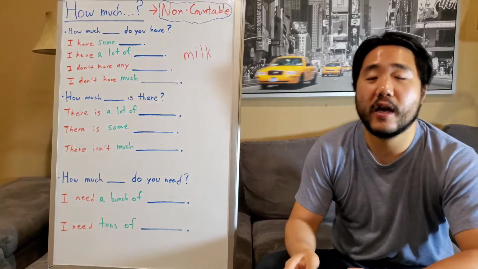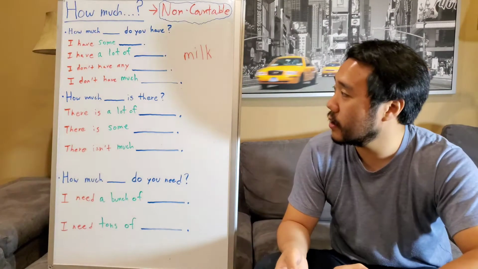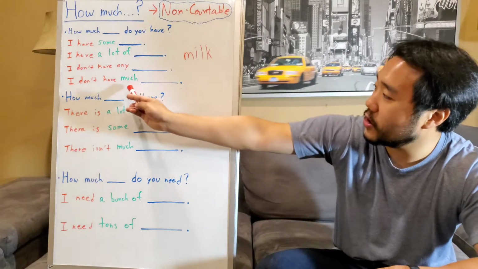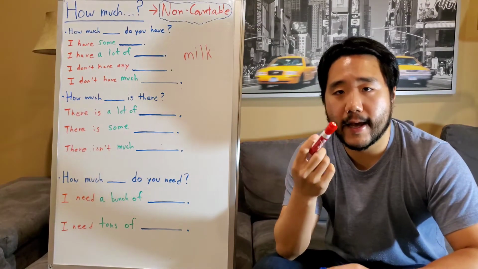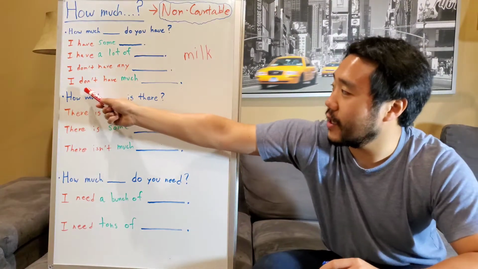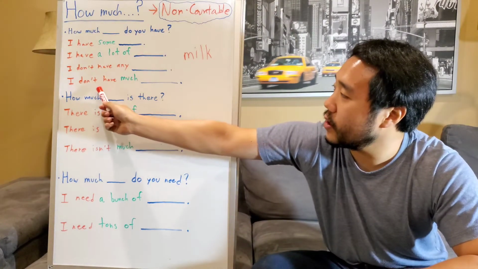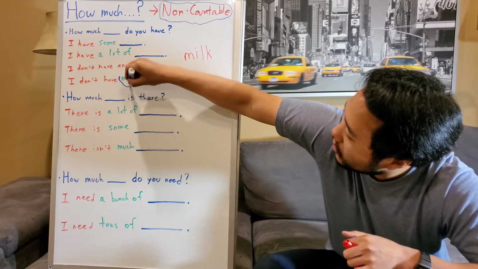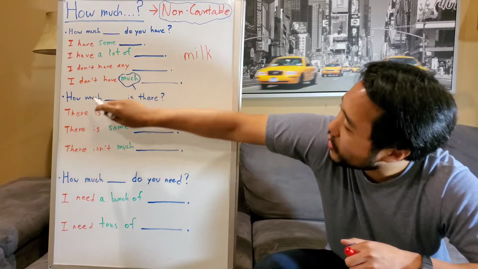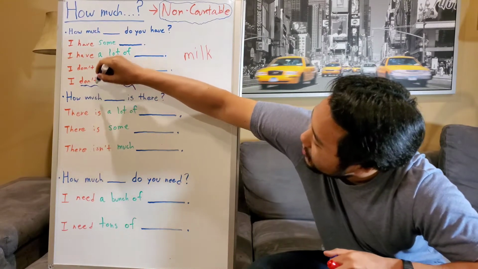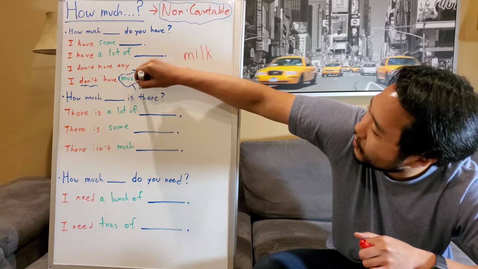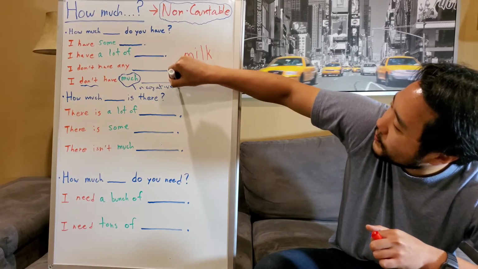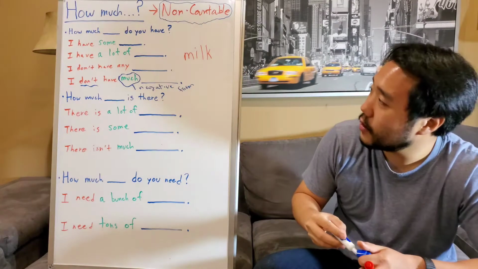So here, I don't have any is when you have zero milk. And I don't have much is similar to I have some milk. But here the quantifier much, we can only use for a negative statement. Here we say don't have, this is a negative form of it. So I'm going to circle this. We can only use it when it's negative, like here it says don't. So negative form.